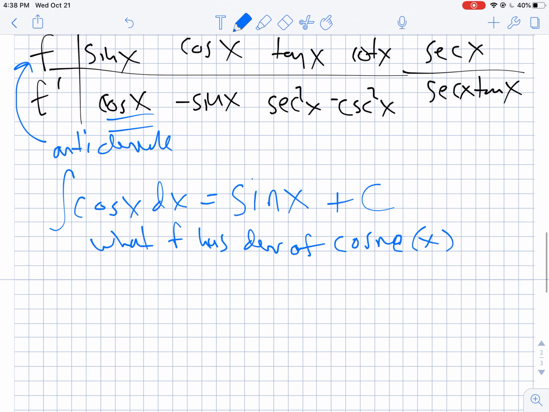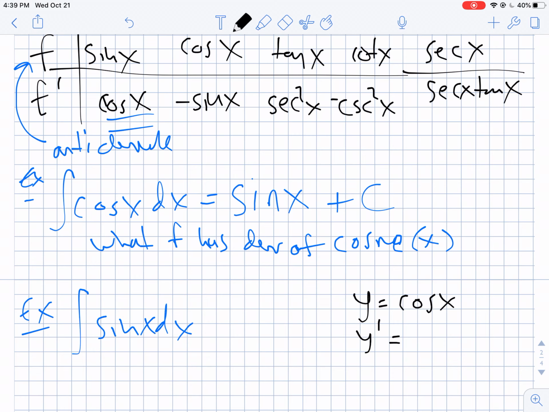Now we do need to be careful with sine. So if I ask you to integrate now sine of x, well, let's think about this. Again, this is saying what function has a derivative of sine of x. Now in my head, I'm going to say, okay, if I had cosine of x, if I took the derivative of that, that would give me negative sine x. Okay, but I don't have a negative here, right? So if I'm going backwards, I need to put in a negative. It's going to be negative cosine of x plus c.